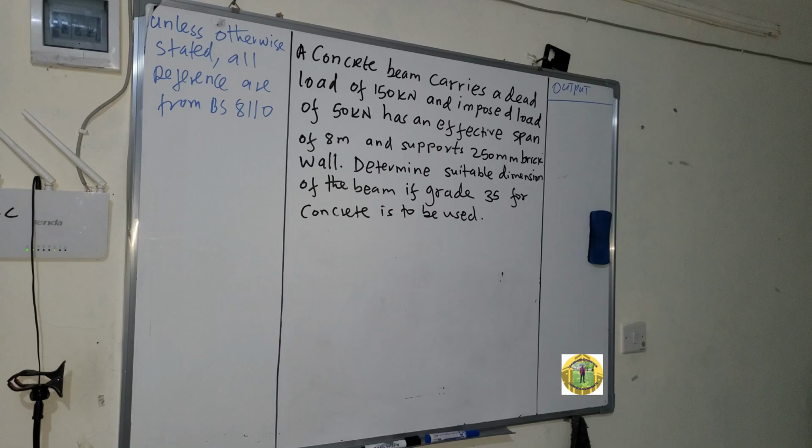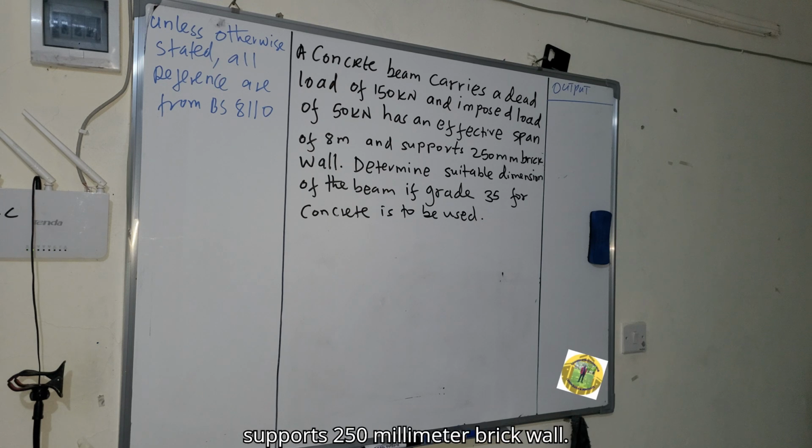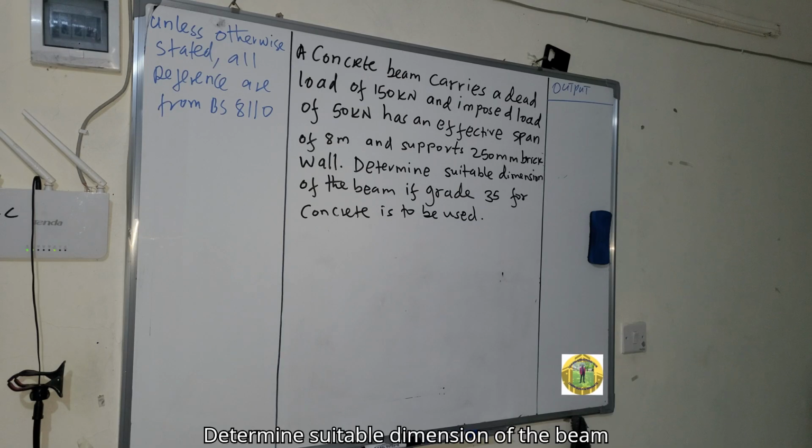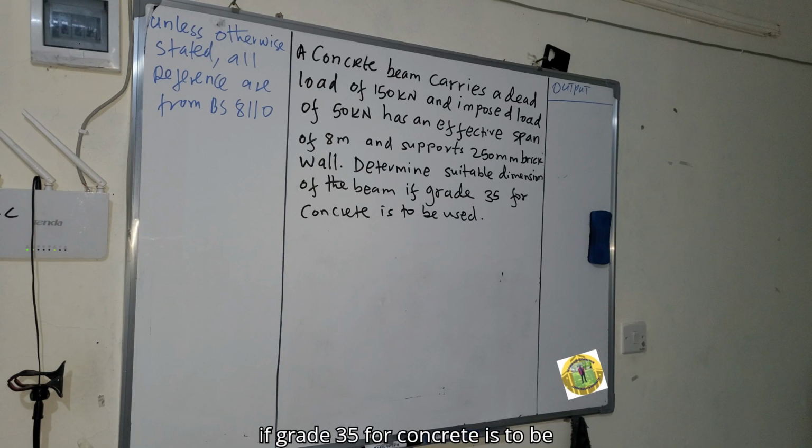Today I want to tackle example number 1, and this is an example of design of a singly reinforced beam to BS8110. The question is on the board and it reads: a concrete beam carries a dead load of 150 kilonewton and imposed load of 50 kilonewton, has an effective span of 6 meters and supports a 250 millimeter brick wall. Determine suitable dimension of the beam if grade 35 for concrete is to be used.